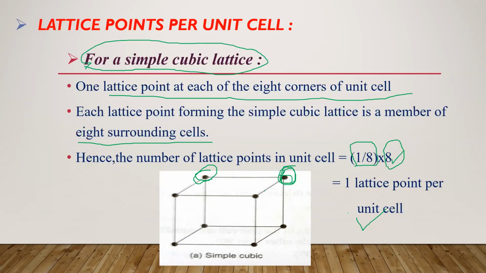So students, you have to learn here one trick, that each and every corner lattice point is shared among 8 similar surrounding unit cells. That is the reason we write 1 by 8th part.